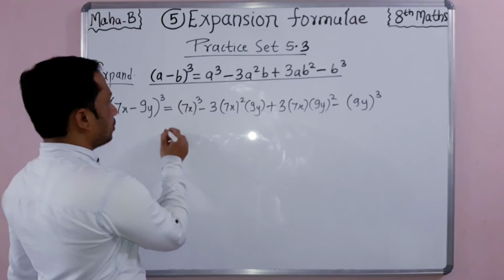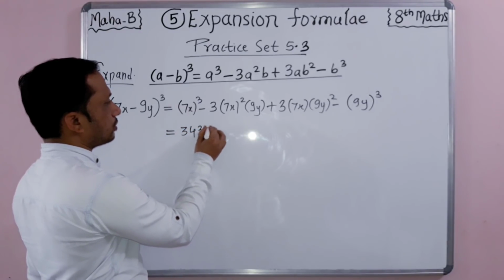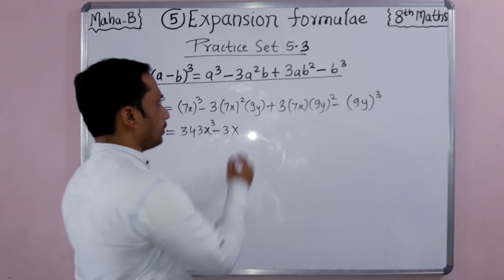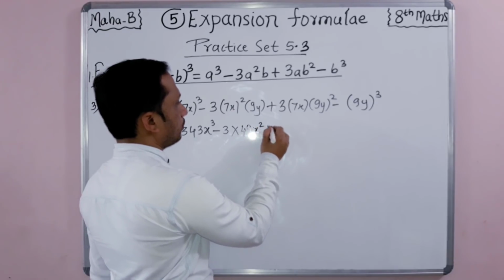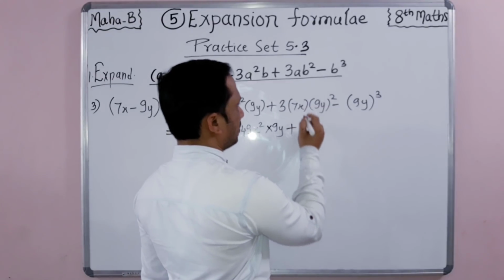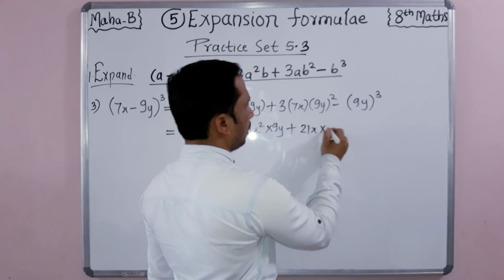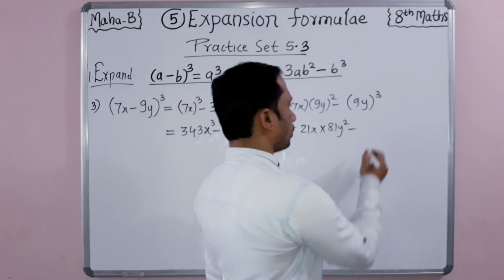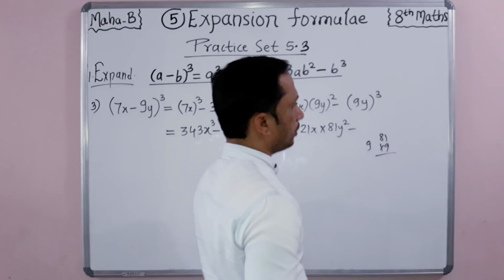Okay students, so 7 cube you know that 343, and x cube is x cube, minus 3, 7 square is what? 49. Okay student, into x square and into 9y. Okay students, plus 3 into 7, it is nothing but 21x. 9 square you know that 81, and y square is y square, minus, okay, 9 cube. What is 9 cube? 9 nines are 81, and 81 into 9, what will be the students?